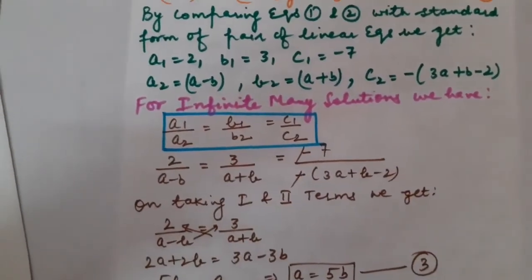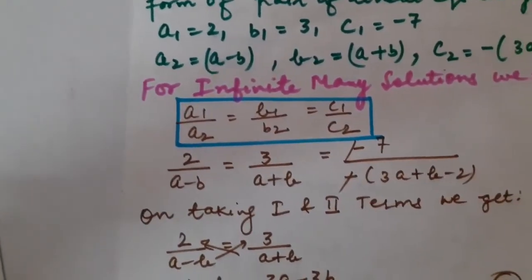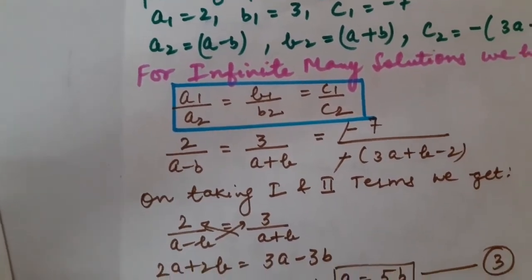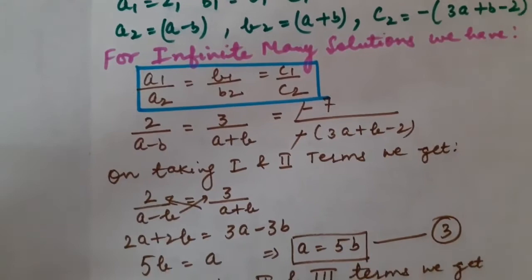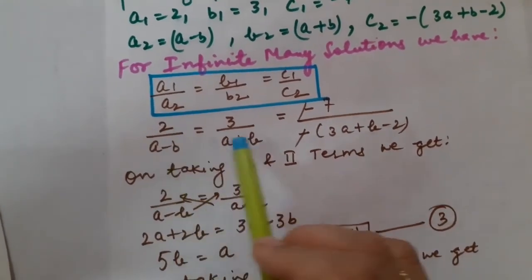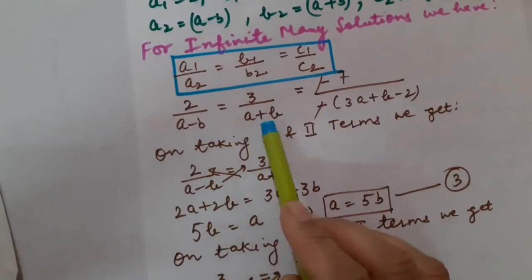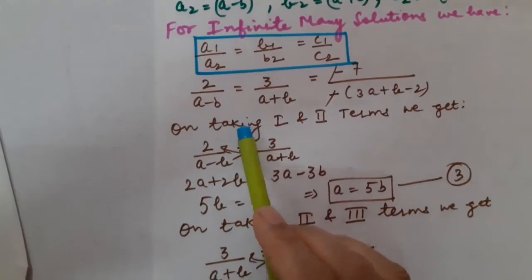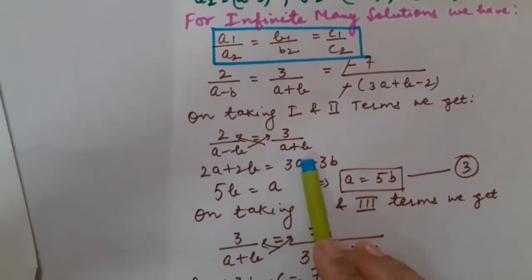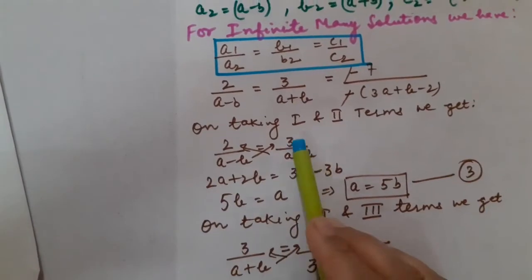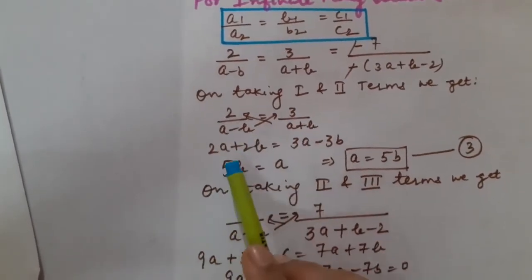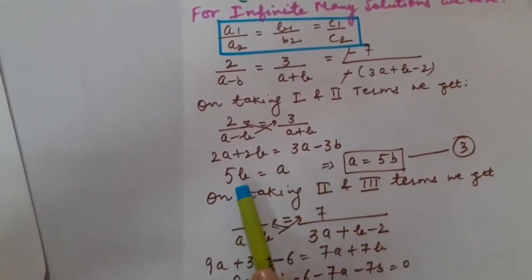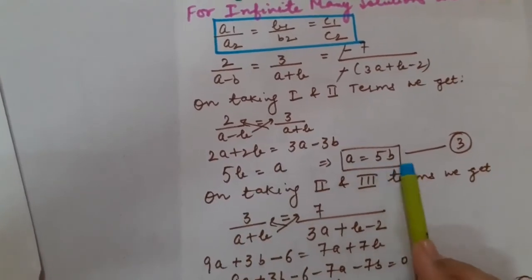Now for infinitely many solutions, children, the condition is a1 upon a2 is equal to b1 upon b2 is equal to c1 upon c2. I am going to insert these values over here. Because all the three terms are equal to each other, I am just going to take the first two terms as equal. After cross multiplying, 2 will be multiplied by (a plus b) and 3 will be multiplied by (a minus b). I have got 2a plus 2b is equal to 3a minus 3b. So through this I have got 5b is equal to a, means a is equal to 5b.